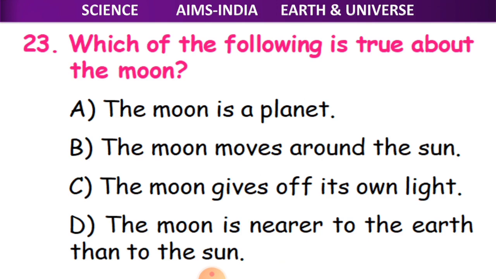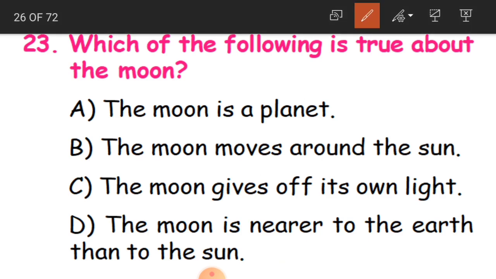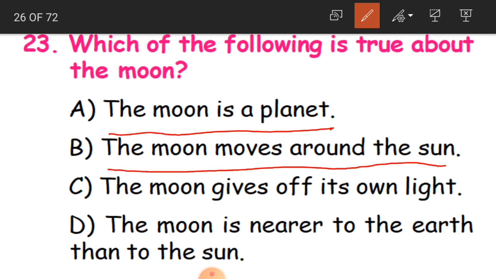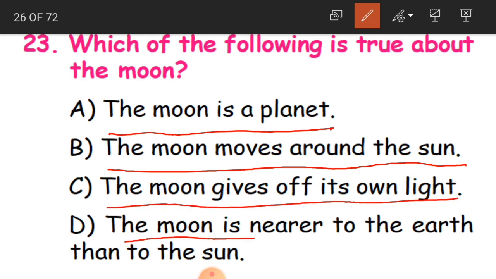Now the 23rd one. Which of the following is true about the moon? The moon is a planet. The moon moves around the sun. The moon gives off its own light. The moon is nearer to the earth than to the sun. So D option is the correct one, children. Clear? D is the correct one.